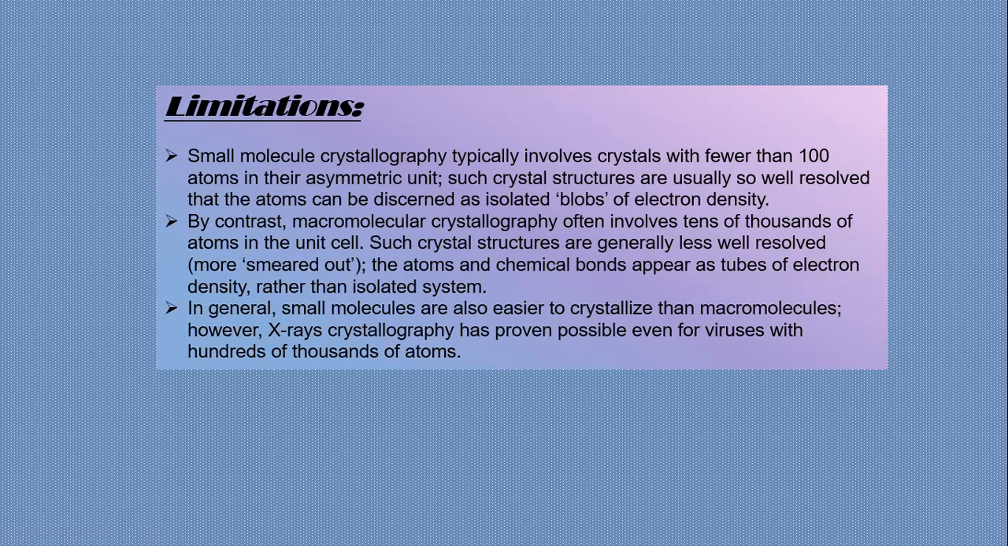Next one is, by contrast, macromolecular crystallography often involves tens of thousands, meaning 10,000, of atoms in the unit cell. Such crystal structures are generally less well resolved, more smoothed out. The atoms and chemical bonds appear as tubes of electron density rather than isolated atoms.